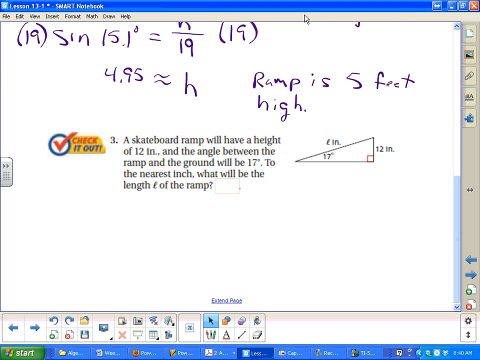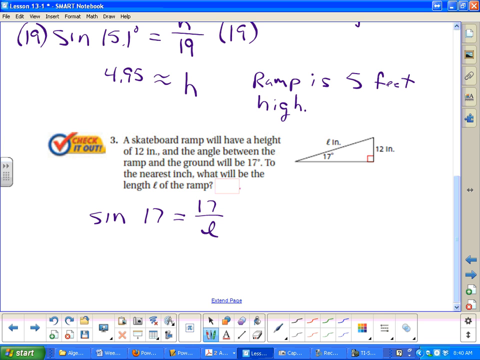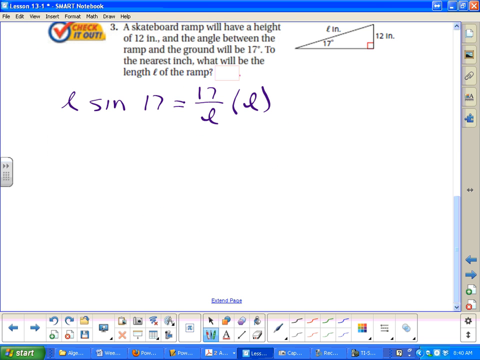Okay, so even though in this one we're using sine again, the difference is that they don't give us the hypotenuse in this case, they give us the opposite. So you have to remember that we still need to get that variable out of the denominator. So we're going to multiply both sides by L. So we get L times the sine of 17 equals 12. So in this case, we've got to divide by the sine of 17.